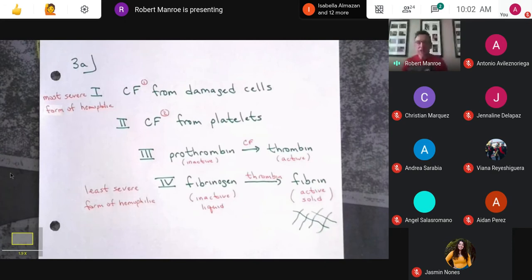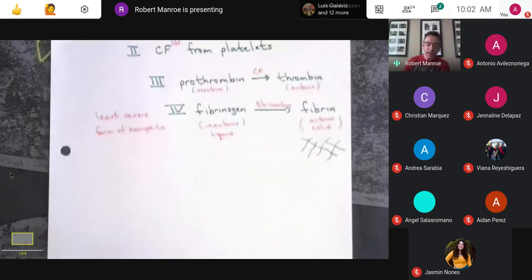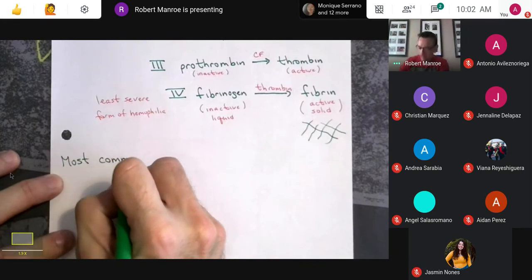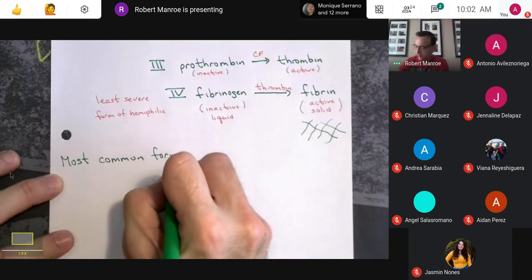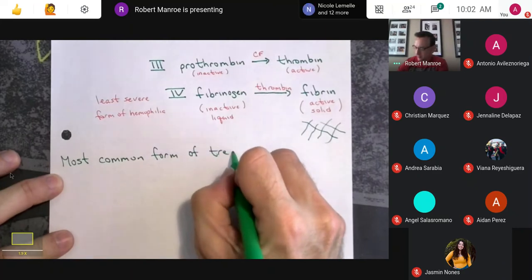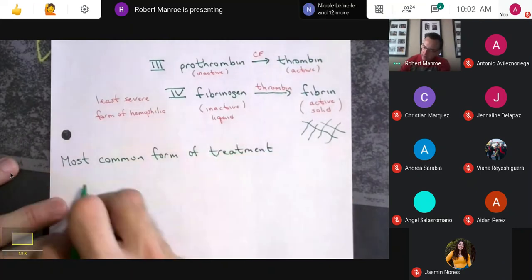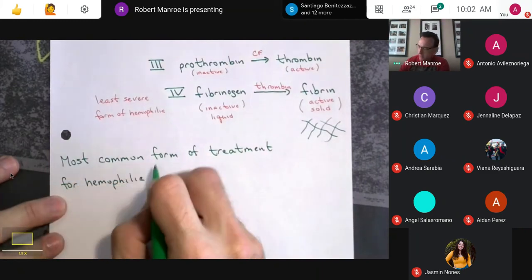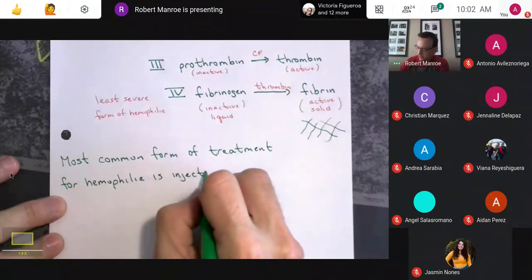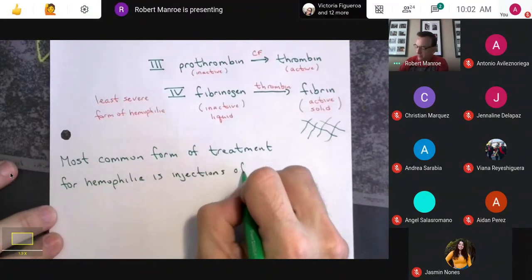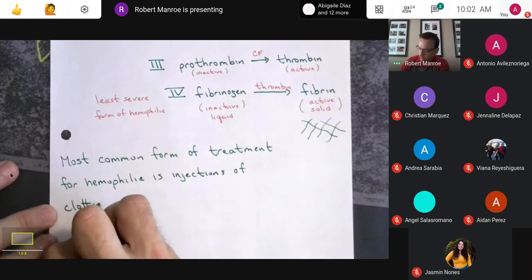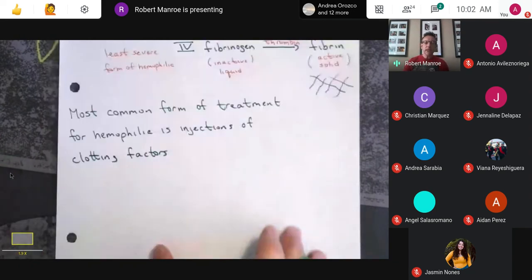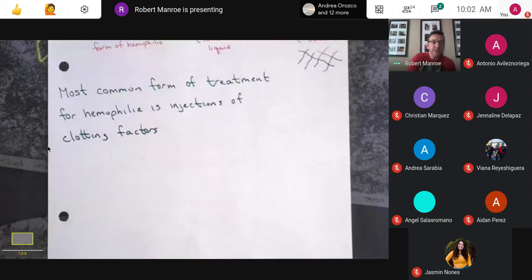All right, so let's talk about treatment. How do you treat someone with hemophilia? The most common form of treatment is injections of clotting factors. If these individuals are missing the protein, you inject it into them. Okay?